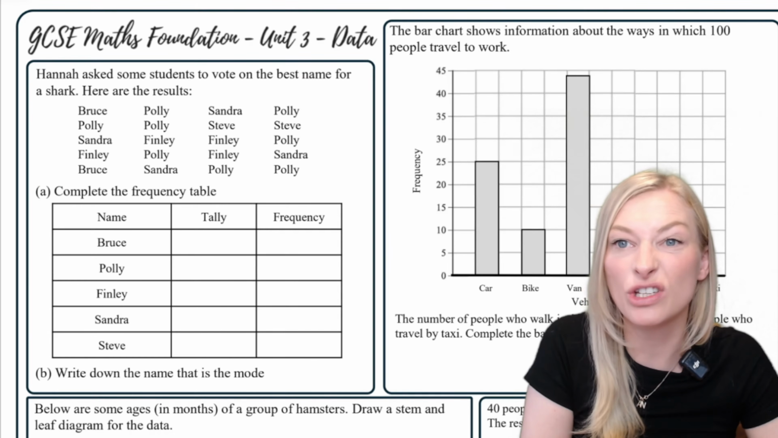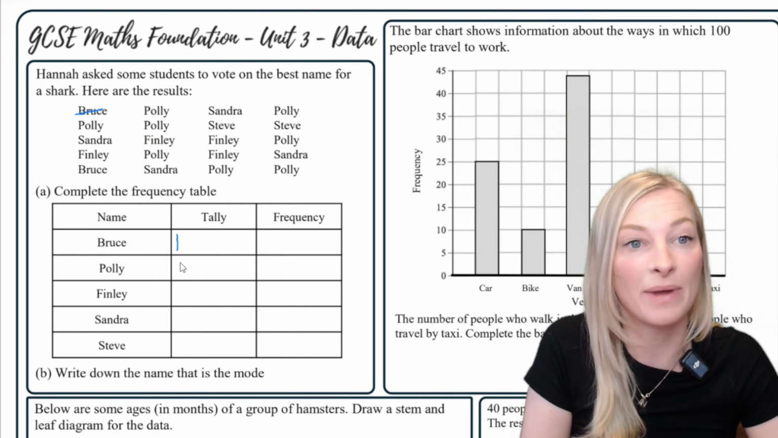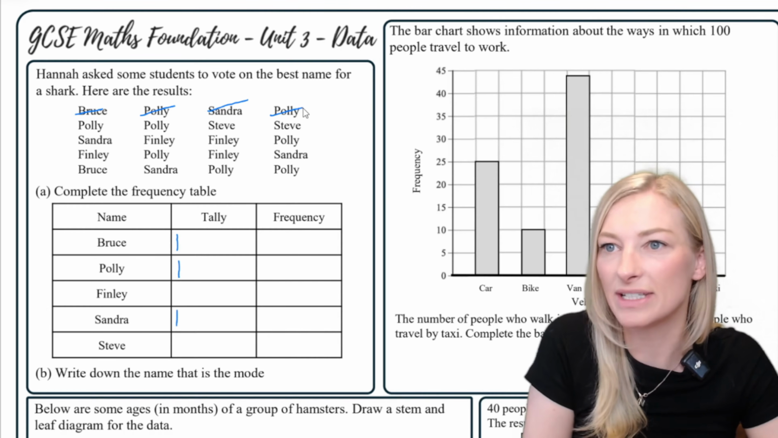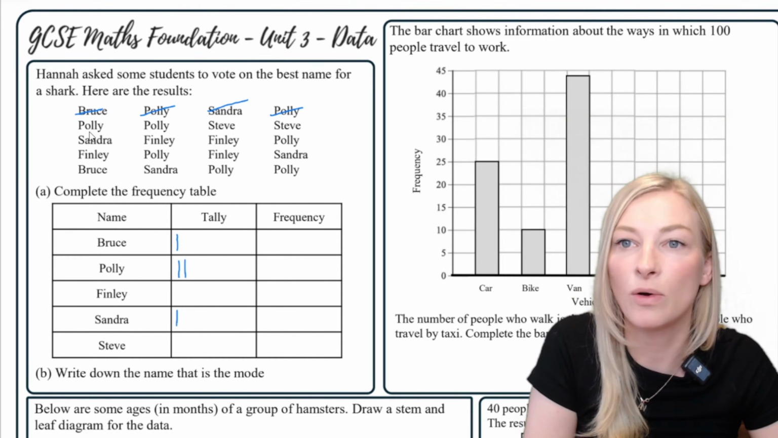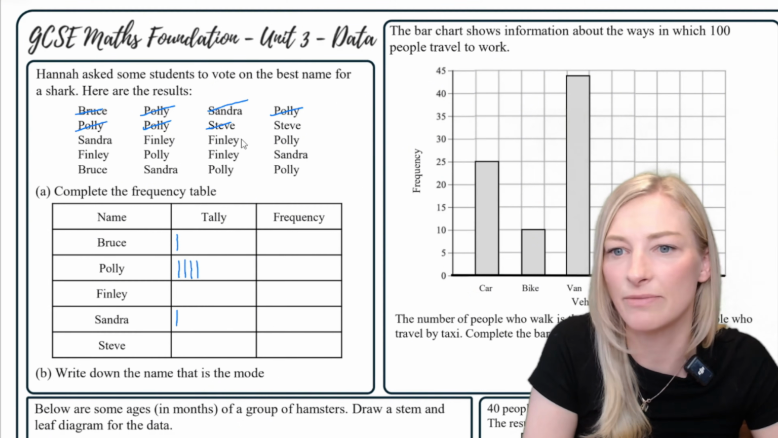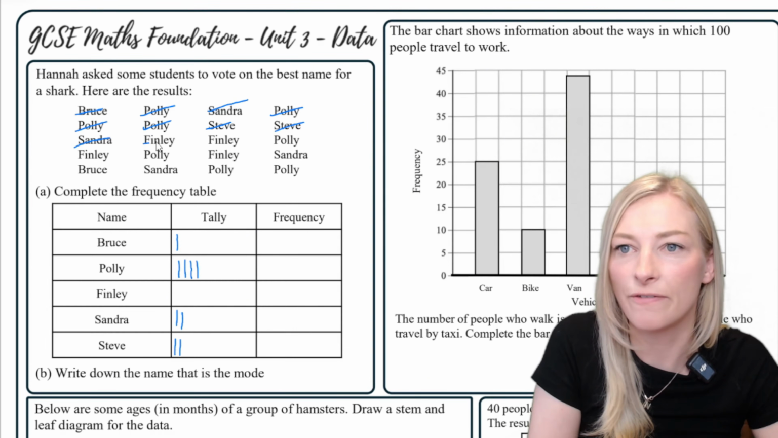So firstly, I'm just going to cross off. So if someone said Bruce, I'll tally that by showing a little line there like that. And then we've got Polly, we've got Sandra. I'm not going to bother trying to find out how many Sandras there are and then fill that in. I'm just going to do it in order. So another vote for Polly, another vote for Polly, another vote for Polly. It's a popular name for a shark. Steve there, another Steve there. We've then got Sandra, we've got Finley, we've got another Finley.